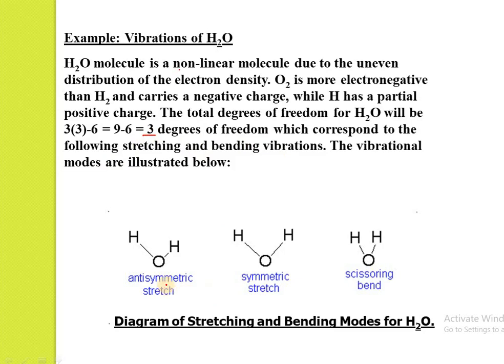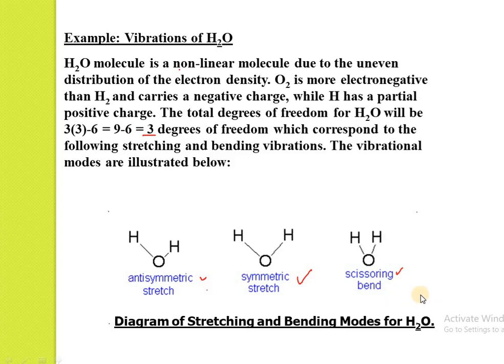So it will have 3 degrees of freedom, which correspond to stretching and bending vibrations. It has 2 stretching vibrations and 1 bending vibration, and these are shown. So water has 3 degrees of freedom. One is antisymmetric, the second is symmetric, and the third is the scissoring bend. These are the 3 vibrational modes of water.